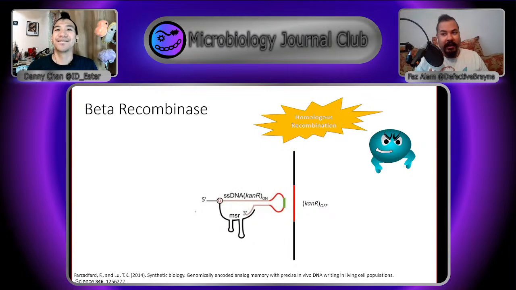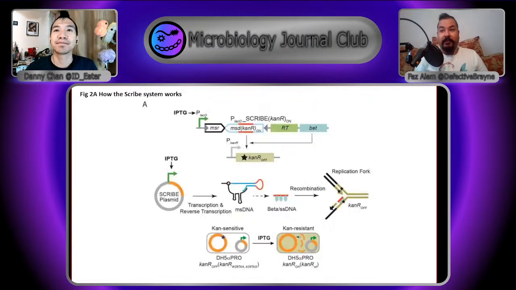And so this technique is going to be the focus of this paper. This is a diagram showing how this SCRIBE system works. Like you mentioned, CRISPR works by doing SNPs, whereas this recombination seems to happen when the bacteria is replicating, so at the replication fork, which I'm hoping our viewers have done some level of biology to know what that is.